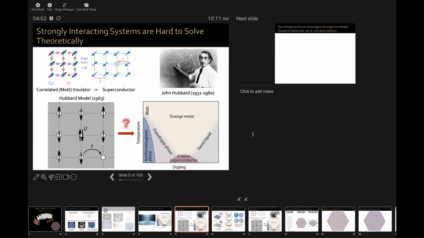I said that we think it describes this physics because we do not actually know. We cannot calculate this model exactly. You have to use various approximations, so we do not know exactly how to go from this model to these various phases, or if it actually describes properly all of these phases. So at least there's no universal agreement among theorists on how this process works.